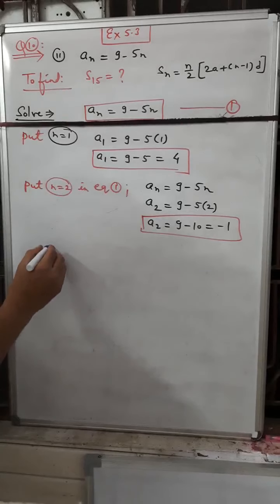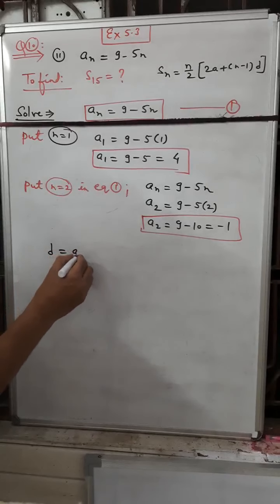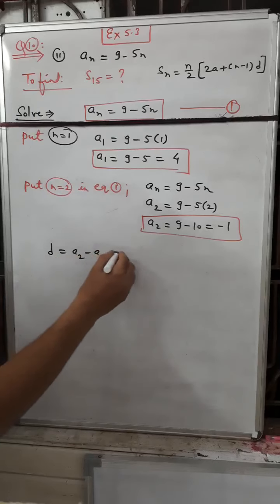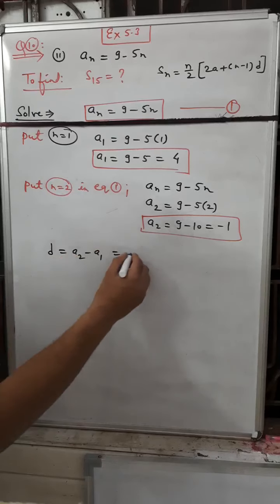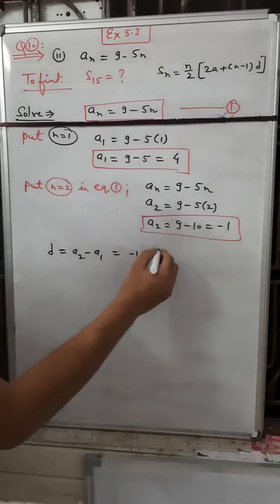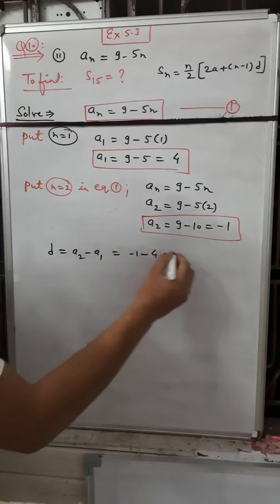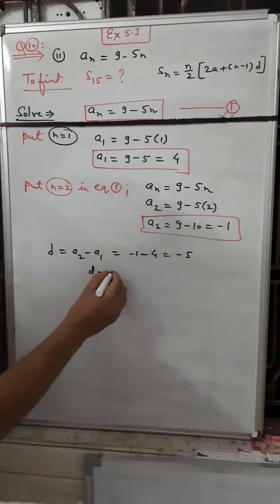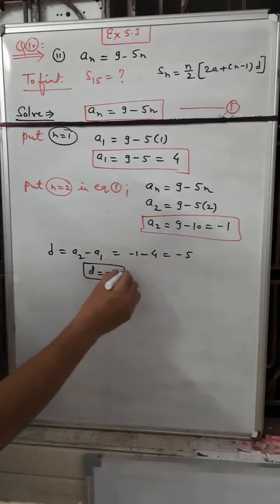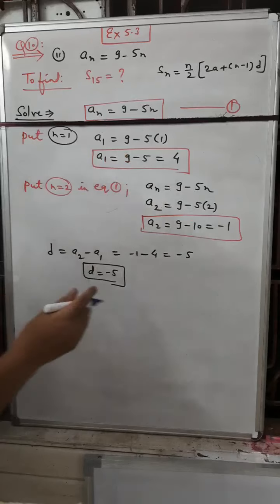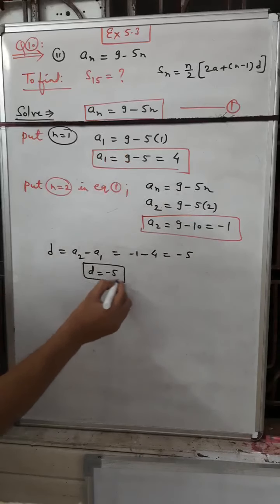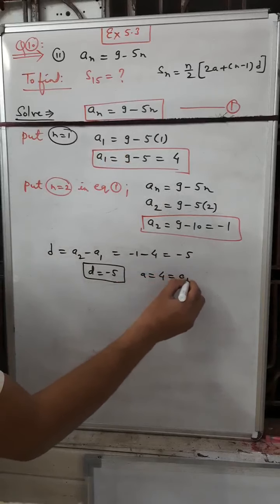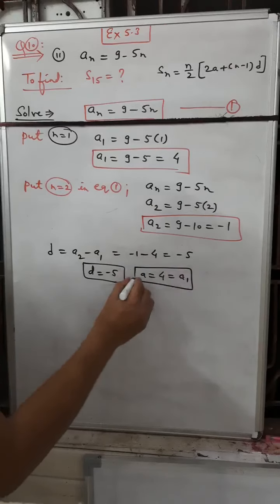We know that d is equal to the second term minus the first term, a2 minus a1. From here, a2 is equal to minus 1 and a1 is equal to 4. So we will get d equal to minus 1 minus 4, which is minus 5. So d is equal to minus 5 and a is equal to 4. We can also write a is equal to a1.